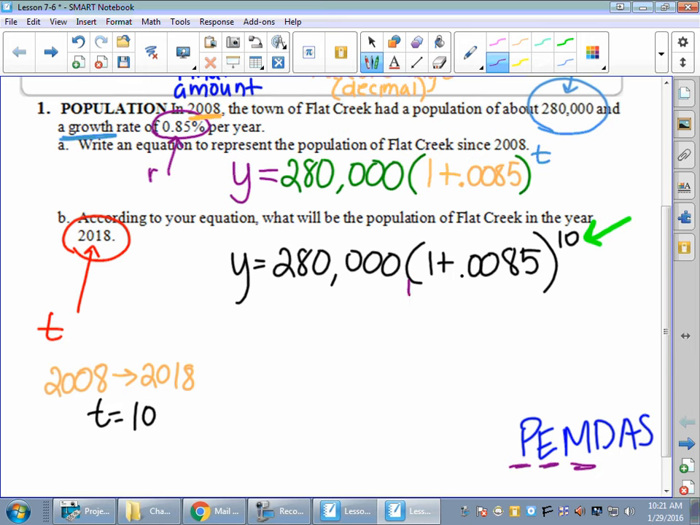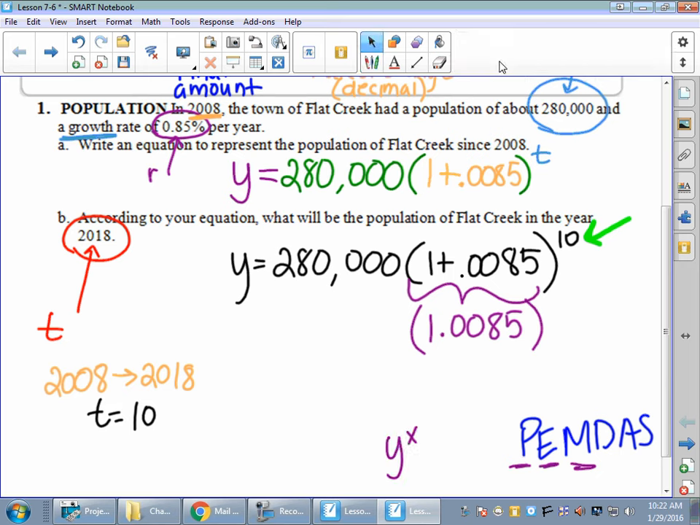So this is what you're going to do. Go to your calculator. Type in 1 plus 0.0085. Your calculator will tell you this. Don't even clear it out. Use your exponent button. Some of them are y to the x power, and some of them are just like a little up arrow caret. So do that 1.0085 to the 10th power. I don't know what that comes out to because I'm just going to take that answer and multiply it by 280,000.